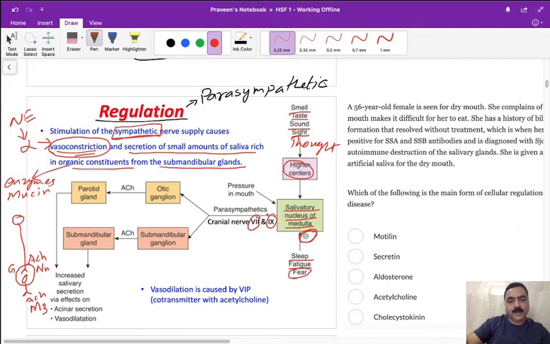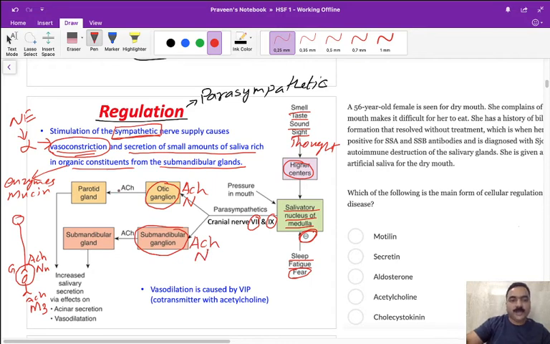So the preganglionic neuron comes to the ganglia. What is the name of the ganglia? We have two different types of ganglia. One is the otic ganglia that supplies the parotid gland, and then we have the submandibular ganglia that supplies the submandibular gland. So the preganglionic neuron releases acetylcholine. Here also the preganglionic neuron releases acetylcholine. So what is the receptor for this acetylcholine? It's the nicotinic receptor.